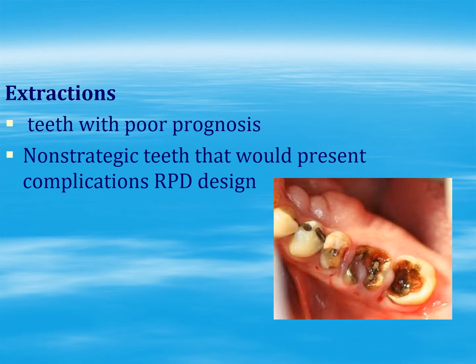Okay, coming to extractions, so teeth with poor prognosis have to be removed. They carry no meaning, they are taking up space, and we are not able to give the mouth a proper occlusion. So just because of that, it's better we extract the poor prognosis teeth.